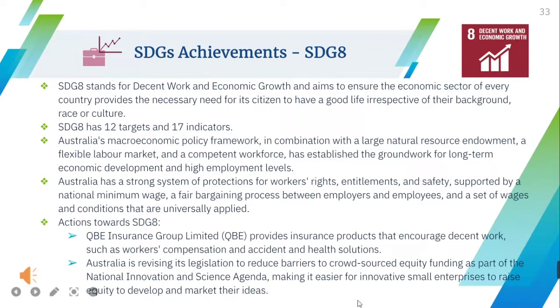In the workplace, Australia has a strong system of protection for workers' rights, entitlements, and safety, which is supported by a national minimum wage, a fair bargaining process between employers and employees, and a set of wages and conditions that are universally applied. QBE Insurance Group Limited addressed SDG 8 through insurance products that encourage decent work, such as workers' compensation and accident and health solutions.